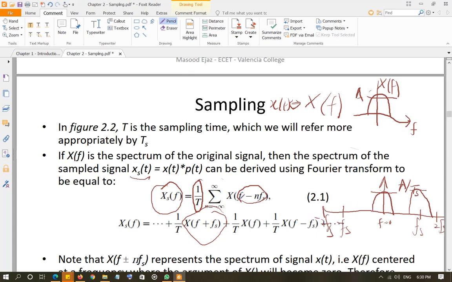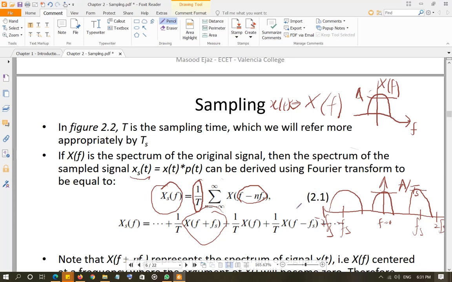Likewise, let's say n is negative 1. That is going to become f plus fs. So when you take f equal to negative fs, the argument is going to become 0. That means X is going to be centered at negative fs, right here. So you will see that the original spectrum is going to be repeated an infinite number of times if you sample that signal.